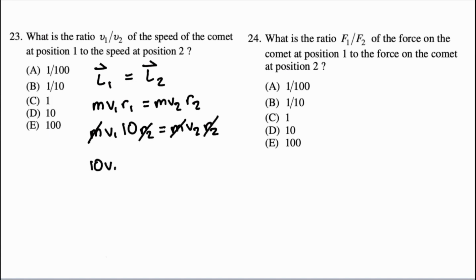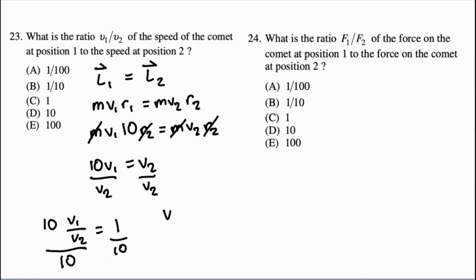So we're going to have 10 v1 is equal to v2, and we want v1 over v2. So we're going to divide by v2 on both sides. So we're going to have 10 times v1 over v2 is equal to 1, but we don't want that 10 included, so we're going to divide by 10 on both sides. And so v1 over v2 is going to be equal to 1 over 10, and that is choice B.